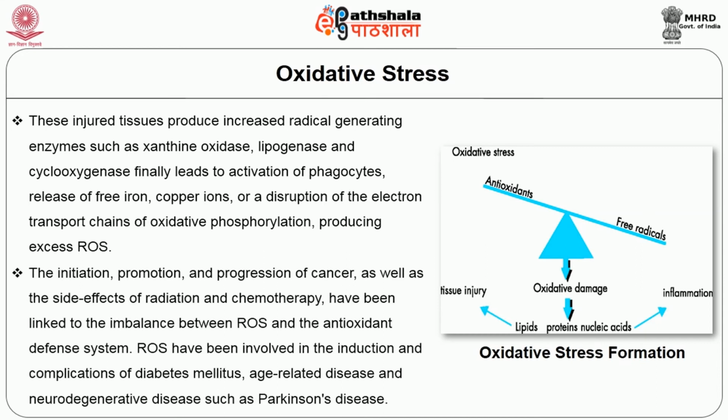The initiation, promotion and progression of cancer, as well as the side effects of radiation and chemotherapy, have been linked to the imbalance between the reactive oxygen species and the antioxidant defense system. Reactive oxygen species have been involved in the induction and complications of diabetes mellitus, age-related diseases and neurodegenerative diseases such as Parkinson's disease. Here we are seeing about oxidative stress and superoxide dismutase, an antioxidative enzyme, and how the balance is maintained. If the balance is not maintained, there is a proneness to cancer formation.